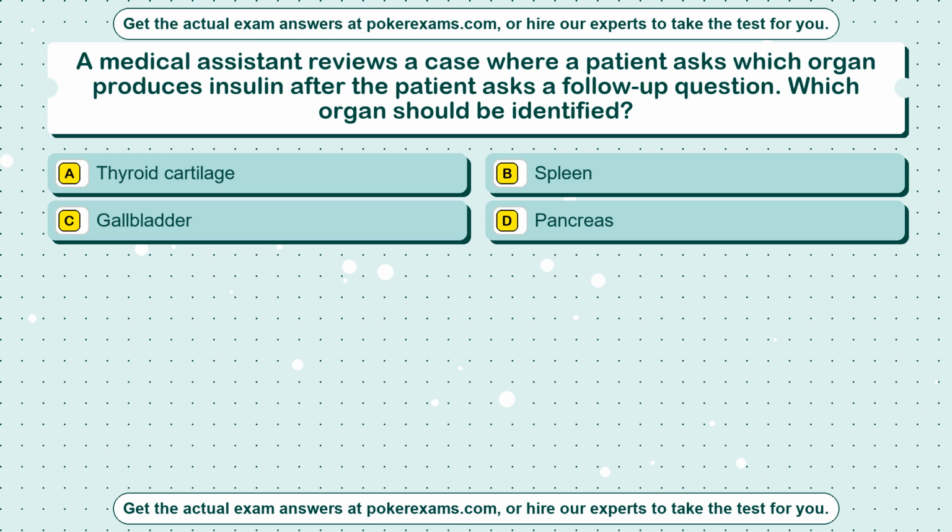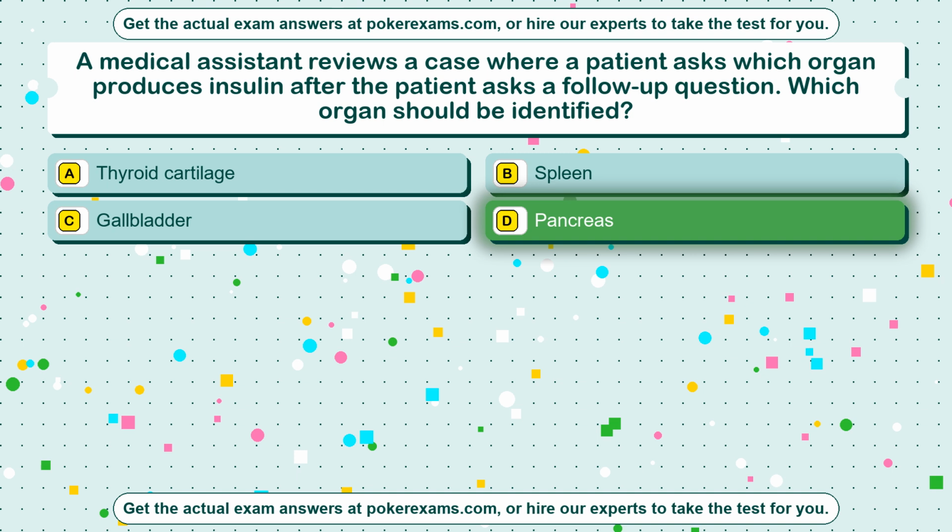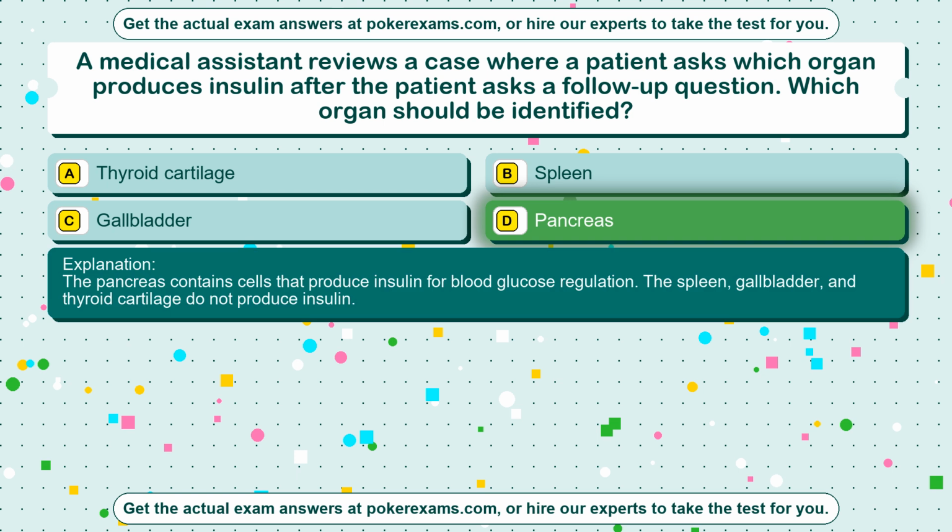Question 56. A medical assistant reviews a case where a patient asks which organ produces insulin after the patient asks a follow-up question. Which organ should be identified? Option A, thyroid cartilage. Option B, spleen. Option C, gallbladder. Option D, pancreas. The correct answer is option D, pancreas. The pancreas contains cells that produce insulin for blood glucose regulation. The spleen, gallbladder, and thyroid cartilage do not produce insulin.